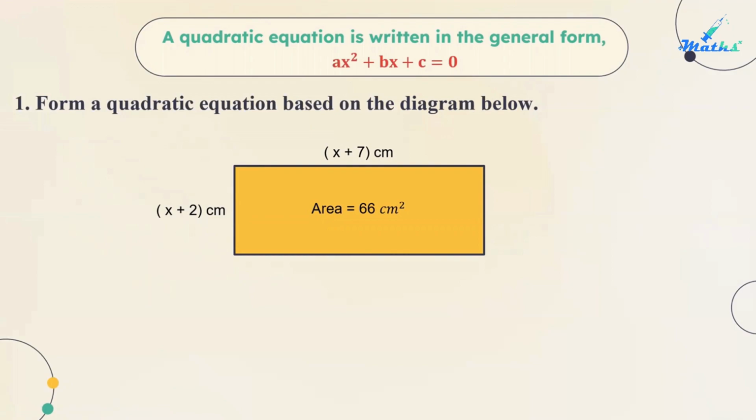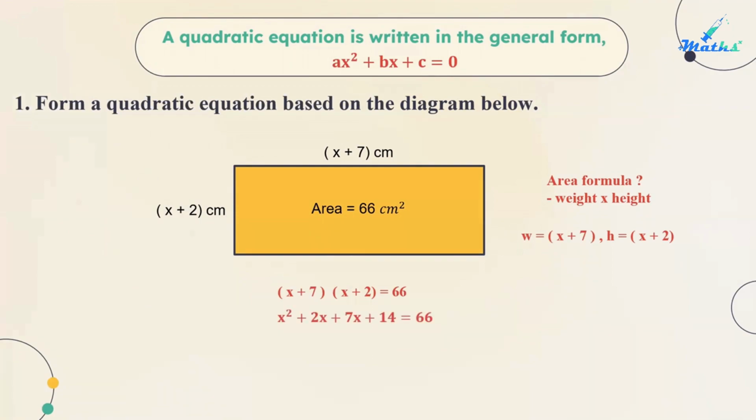Using the following information to form a quadratic equation. What is the formula of area? Width multiply height. Let's do it. x plus 7 multiply x plus 2 equal to 66. And it will be x squared plus 2x plus 7x plus 14 equal to 66. Remember, the answer must be in general form. So the final answer is x squared plus 9x minus 52 equal to 0. Next, we go to example 2.